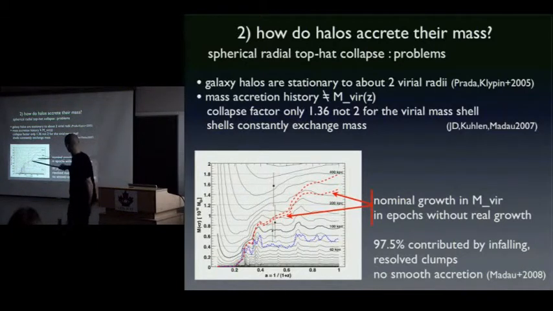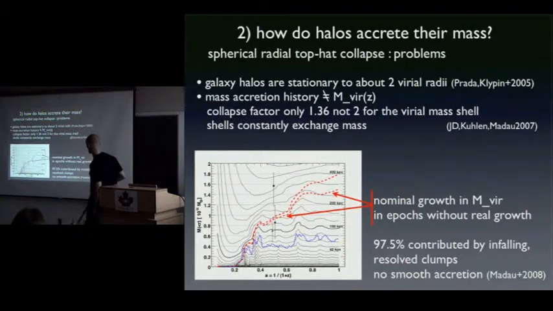And so the virial mass just always grows by definition, because the background density of the universe goes down. It even grows in time where everything is completely stationary, everything is horizontal, like here, or like here. So this is not a very good description of accretion. It's like in economic terms: you have nominal growth in the virial mass during epochs where there's no real growth. It's like measuring things in US dollars instead of real fixed quantities.